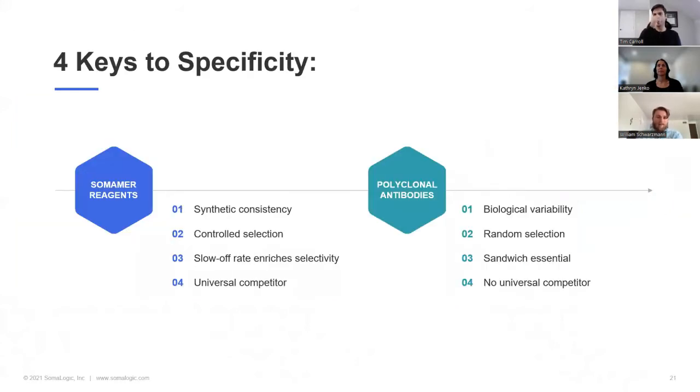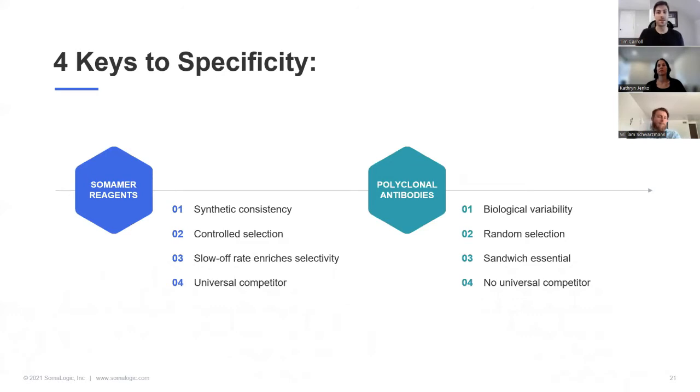All right. So our assay provides the reliability, consistency, and reproducibility for you to be confident in your discoveries. And this is achieved through our 4 keys to specificity. I know I've already touched a little bit on the universal competitor and the importance of that, and a little bit on the kinetic nature of the SOMAmer reagents, which really enhances the specificity. But I wanted to touch on the first 2 more specifically. So this is very helpful when it comes to the specificity of our assay.